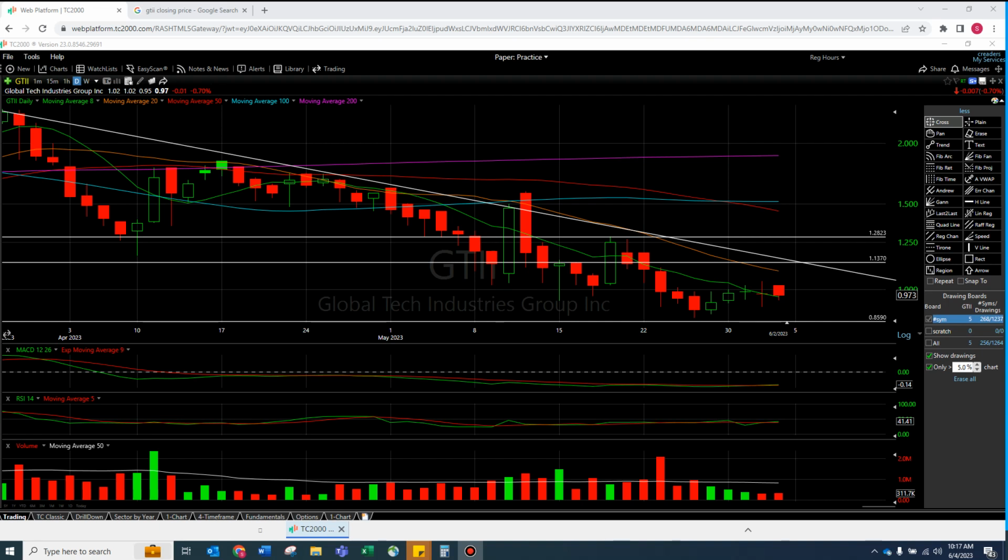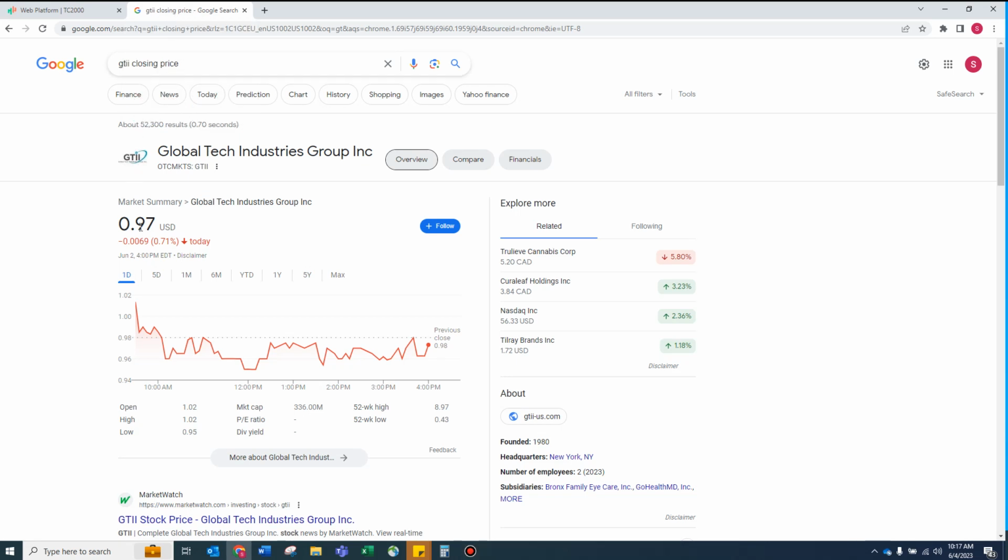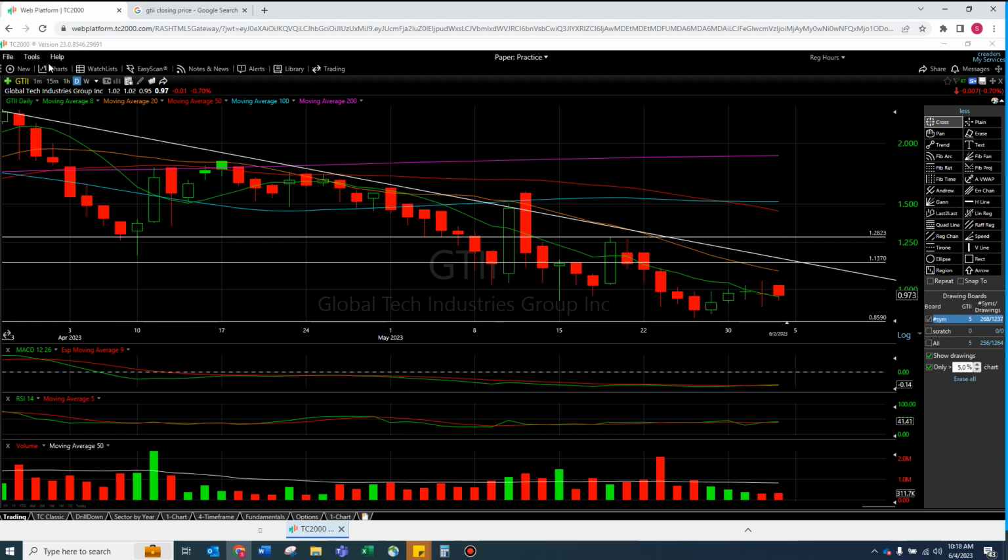As I'm looking at my screen, this thing is saying that GTII closed at 97 cents on Friday. I went to Google, I typed in GTII closing price. It also tells me 97 cents. As I'm looking at my phone right now, my Webull app is showing 98.99 actually, almost 99. There's a roughly 2 cent difference, and it's really annoying me.